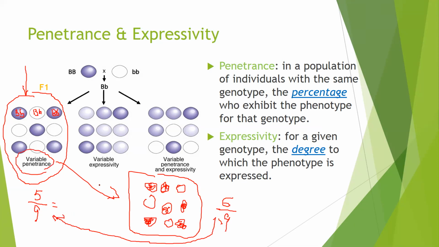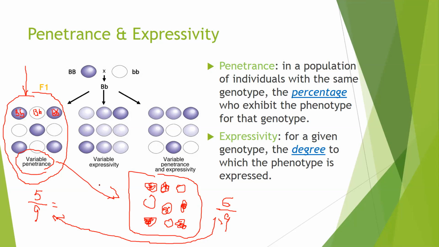Oh, okay, that makes more sense. So just to clarify, because every one of them has the big B, it should all be purple. But because we have some white, we can calculate the penetrance rate, which for the first example will be 5 out of 9. And if it was a different example, like you said, it would be 6 out of 9. That's right. The one that shows the purple, basically, for this example. Okay, that's right. Awesome. Okay, got it. Any other questions?